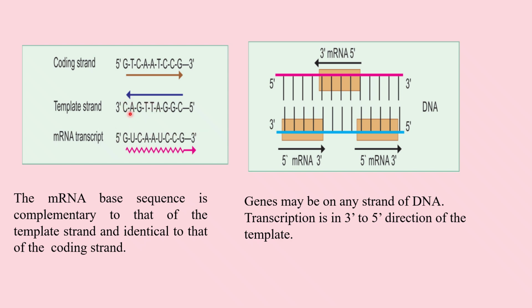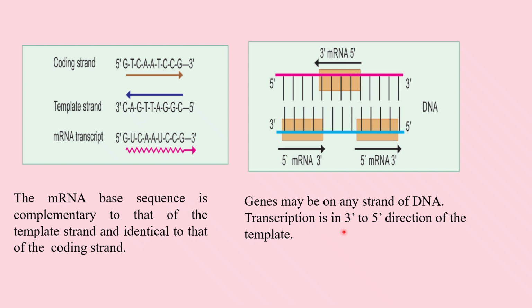So as per the complementarity of the bases present on the template strand, there is a selection of nucleotides as per the complementary base, and then sequential addition of these nucleotides. So the overall sequence of these nucleotides is similar to that of the coding strand and complementary to that of the template strand, right? And genes may be on any strand of DNA.